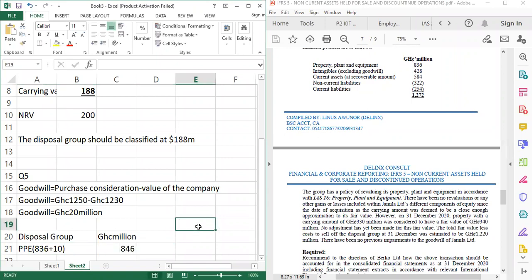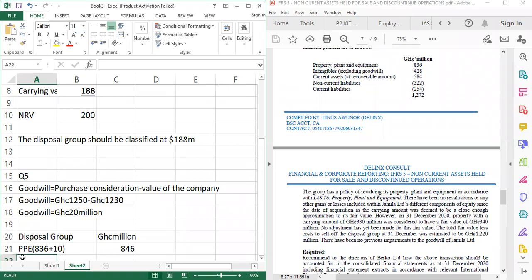We are going to recognize a revaluation gain of 10 in other comprehensive income. So first of all, BECO should calculate a goodwill. We calculated a goodwill already, which they are paying 20 in excess. And after revaluing their property, they have realized that the property has increased by 10 million. That 10 million will go to other comprehensive income as a revaluation gain. And they have to add it to their carrying value before they classify the property, plant, and equipment.